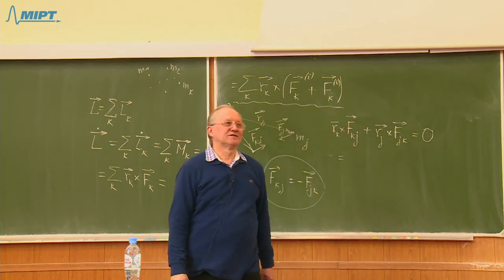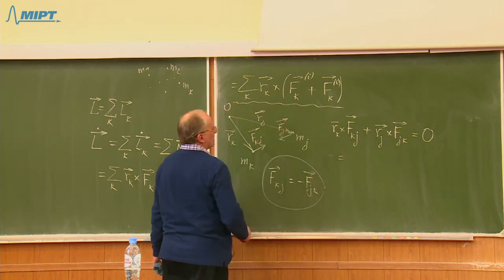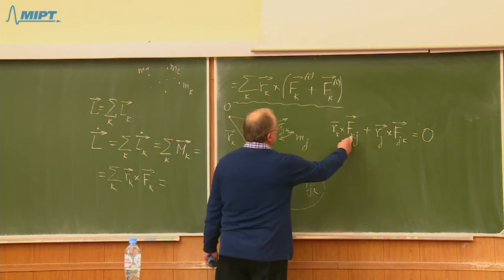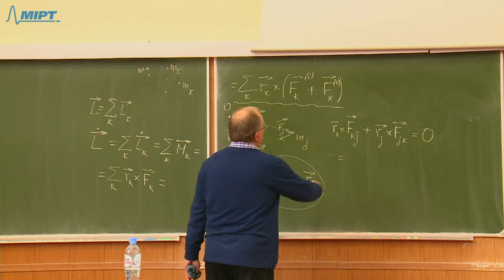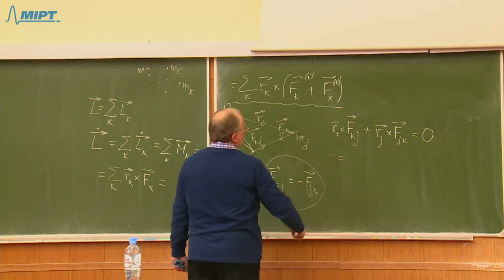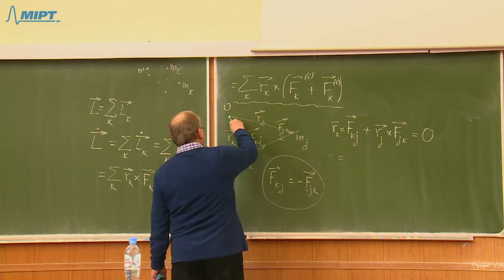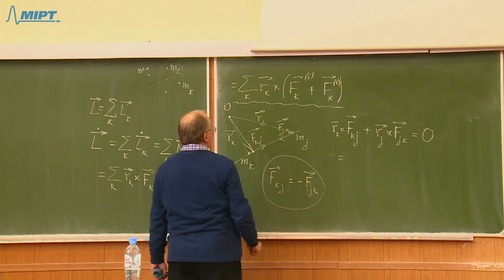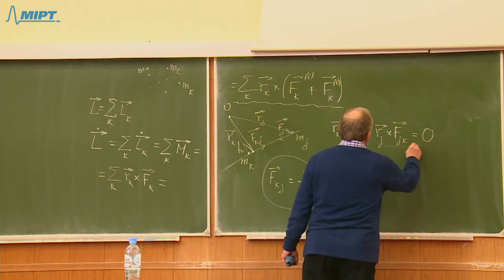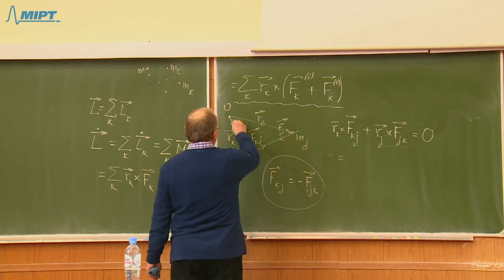Why? Because each vector product in magnitude equals the magnitude of the first vector times the magnitude of the second and the sine of the angle, which equals the force multiplied by the arm of this force. And the second term also will be equal to the radius vector multiplied by the force and the arm of this force.